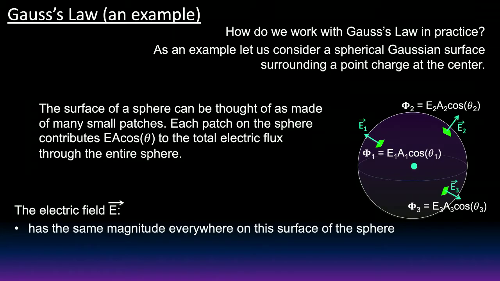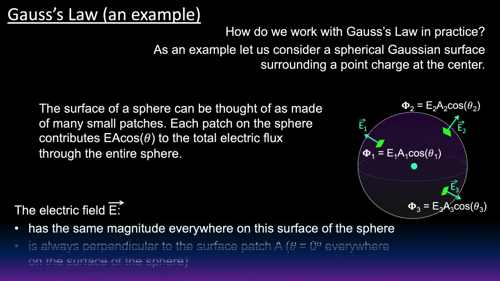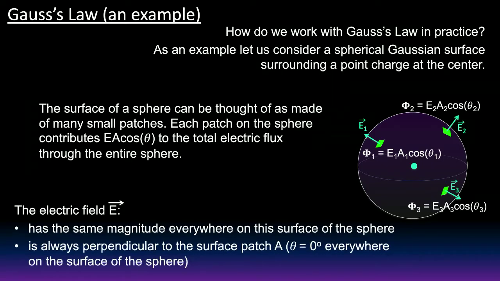Notice that due to our choice of a sphere surrounding a point charge, the electric field will have the same magnitude everywhere on the surface of the sphere. So the magnitude of electric field E1, E2, E3 is going to be the same everywhere on the surface of the sphere. Also notice that the direction of the electric field is always going to be perpendicular to the surface of the sphere, no matter where you're standing on the sphere.